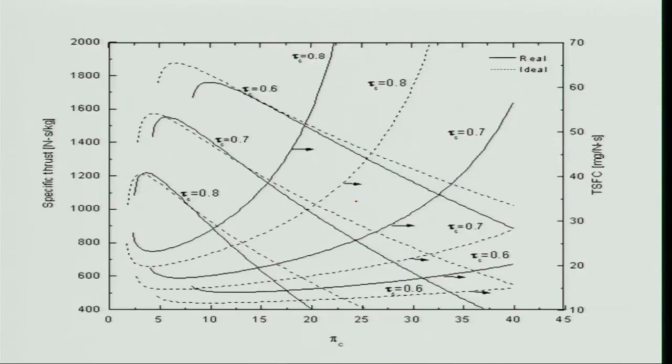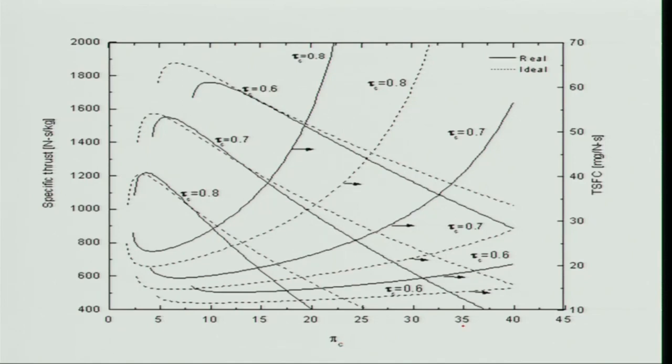What we are doing here is taking tau_t at various values like 0.6, 0.7 and 0.83. If you look at these curves, this corresponds to the specific thrust, which is plotted on the left hand side, and here of course is the pressure ratio across the compressor.